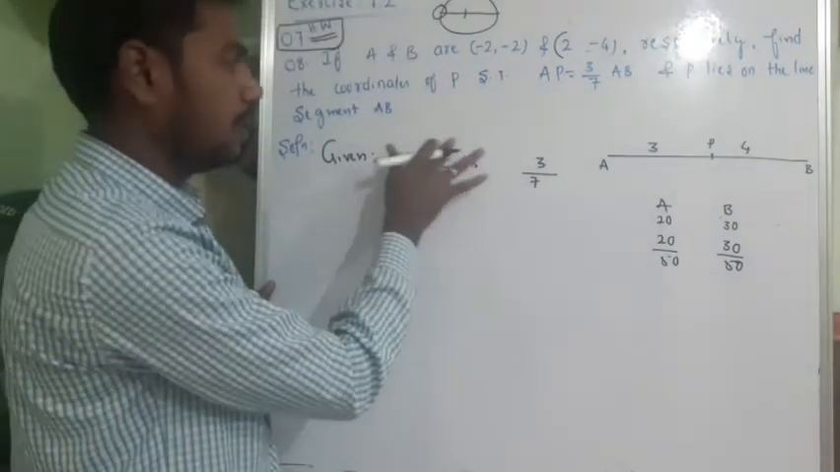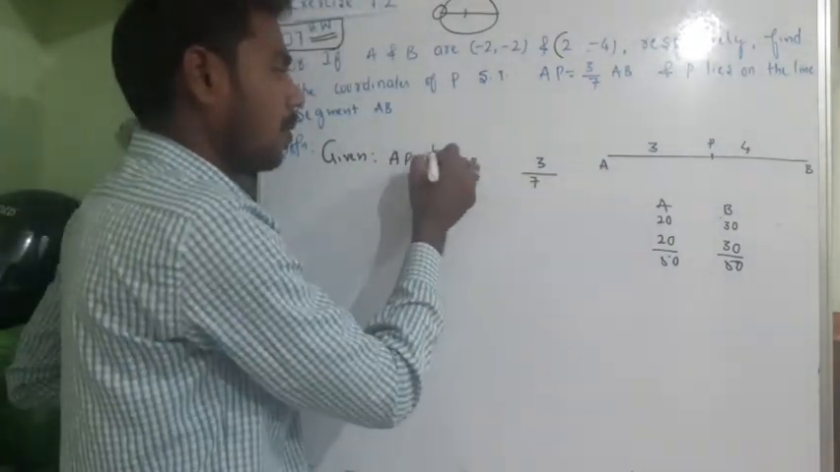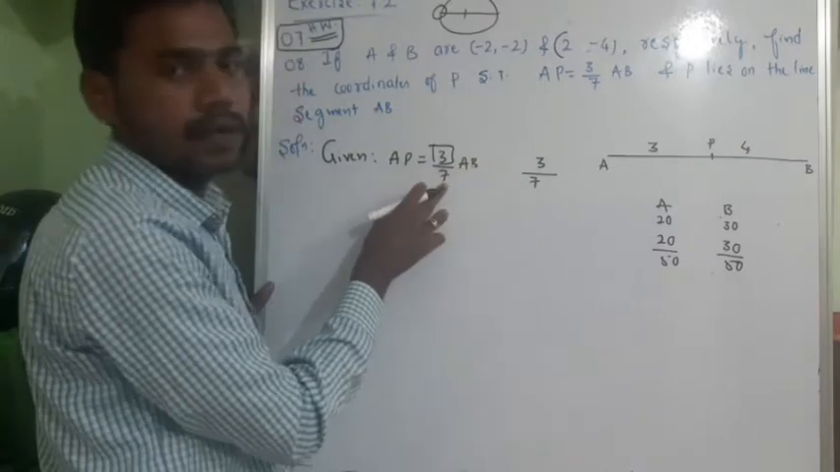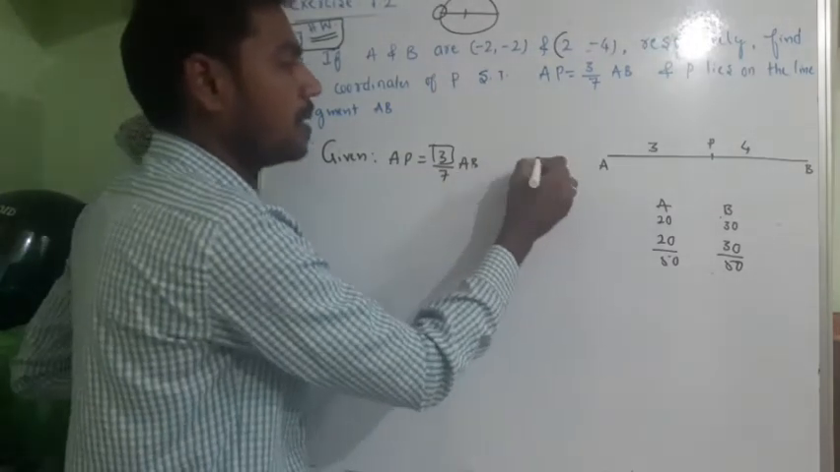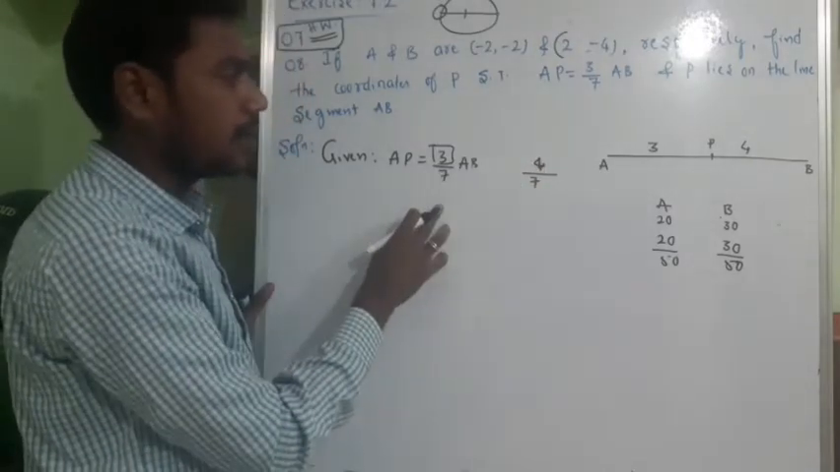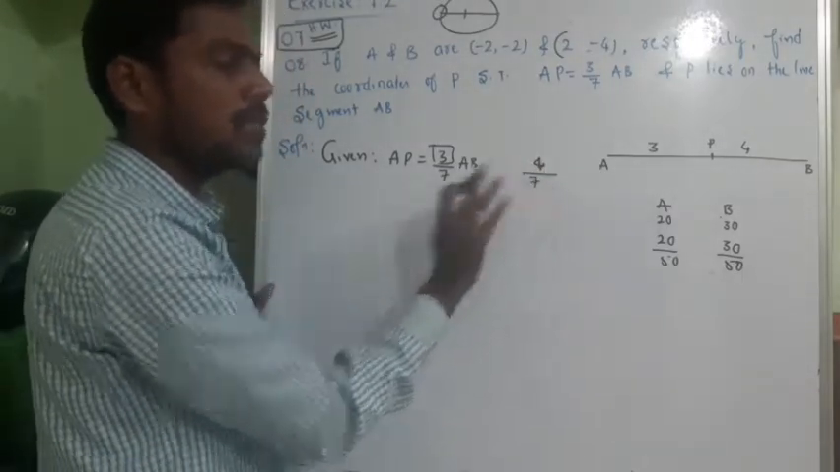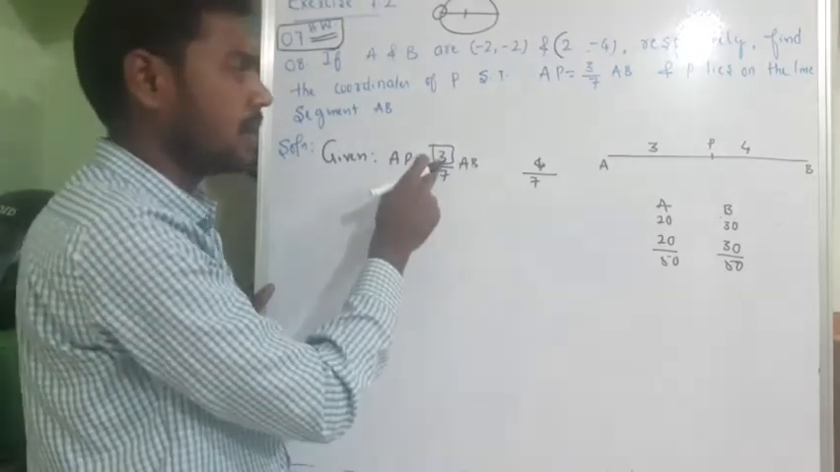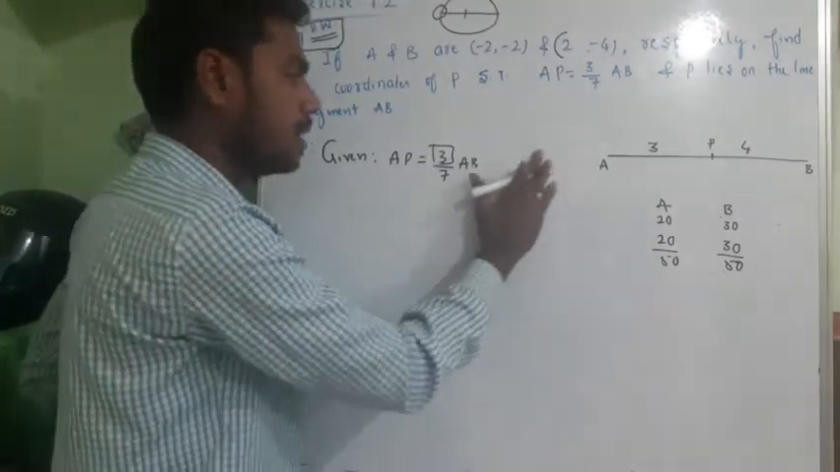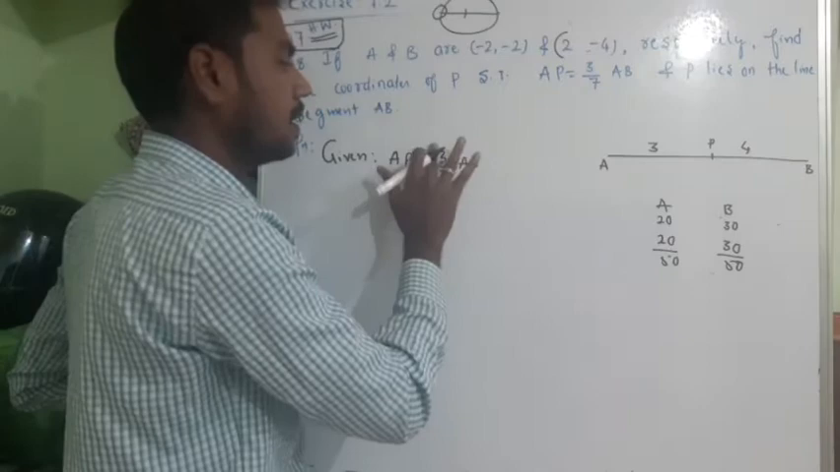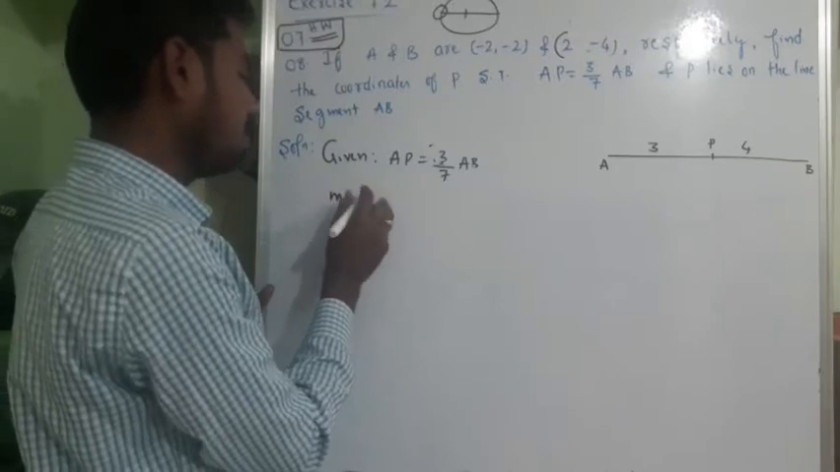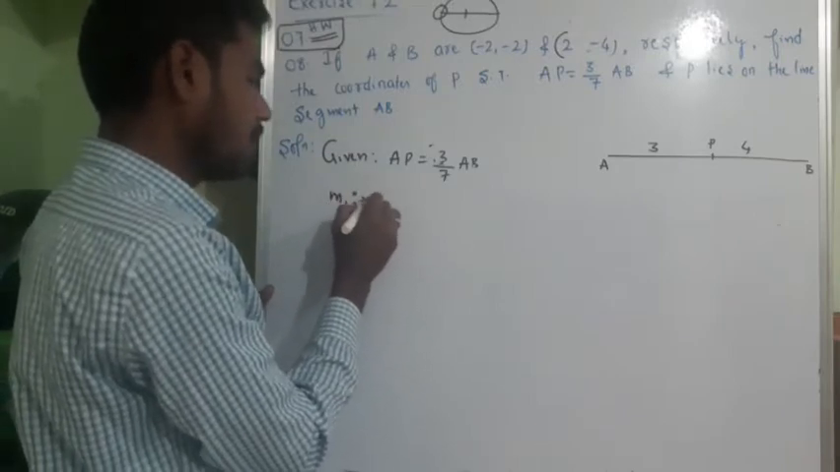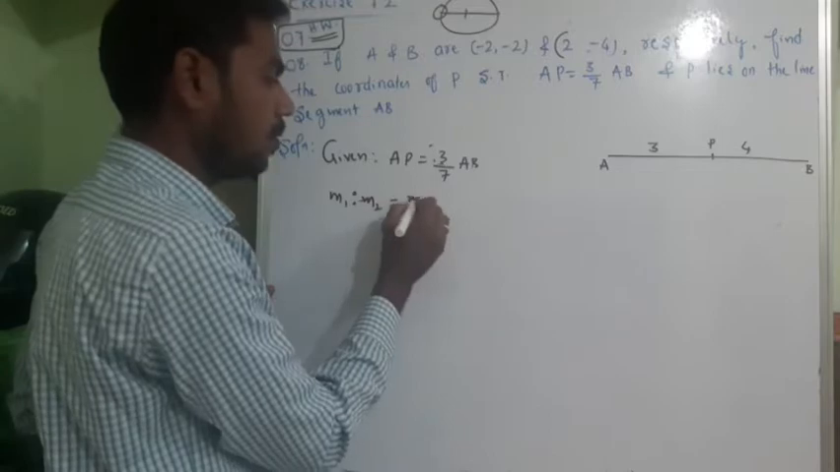Similarly, 3 is one segment out of 7. So the other would be 4 by 7. One is 3 by 7, which means the other would be 4 by 7, because the total is 7 and 7 minus 3 is 4. So that is the reason the ratio is 3:4. Now we got M1 is to M2 is equal to 3:4.